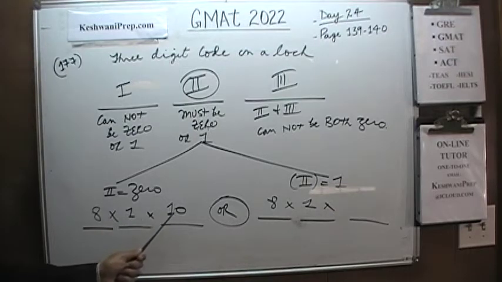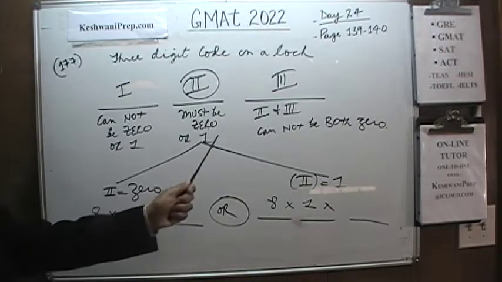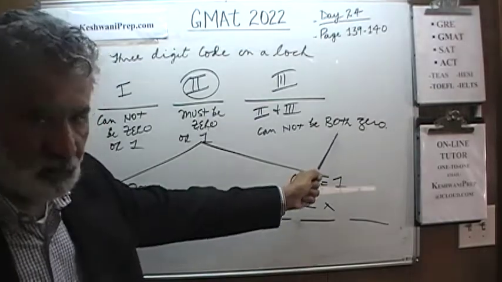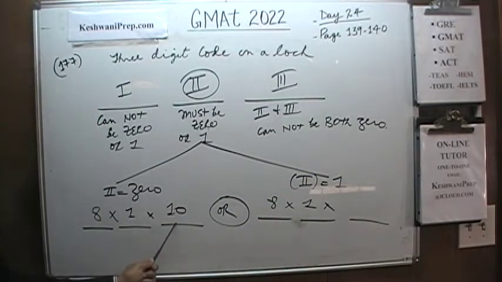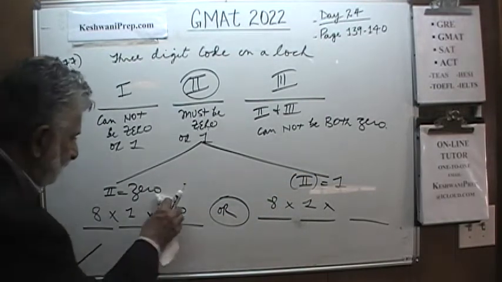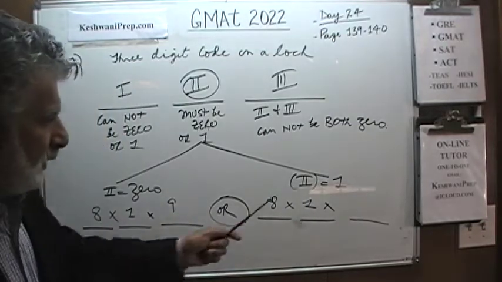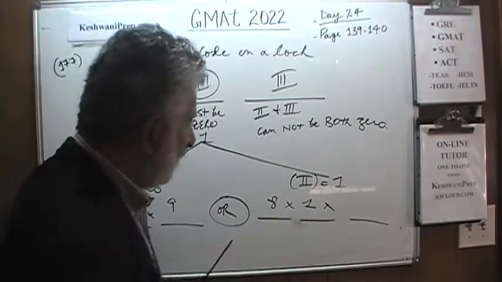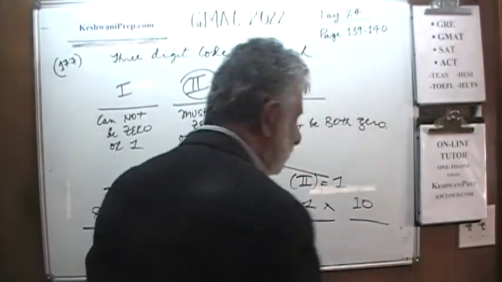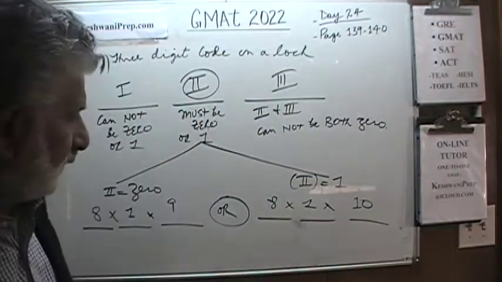If we put a 0 here, we cannot have a 0 here because the second and third digit cannot both be 0. So we have only 9 possibilities here. And here, we are putting 1. Second digit is equal to 1, so here we have 10 possibilities, because the third digit can be anything we want, 0 through 9. There we go, we are done.